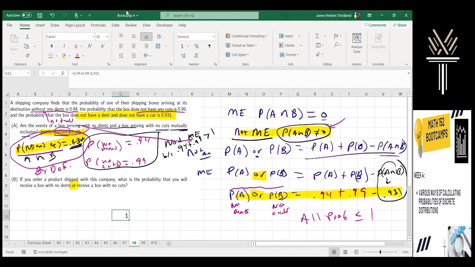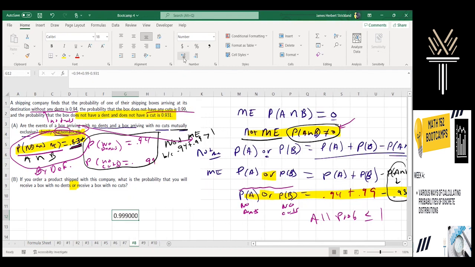And let's fix our decimal just so we can see it. And there it is. It's not exactly 1. See how it tried to trick us? Try to tell us it was 1. Always check your decimals to make sure what the actual answer is. It's actually 0.999. So it's about a 99% probability of getting a good box that has no dents and no cuts.